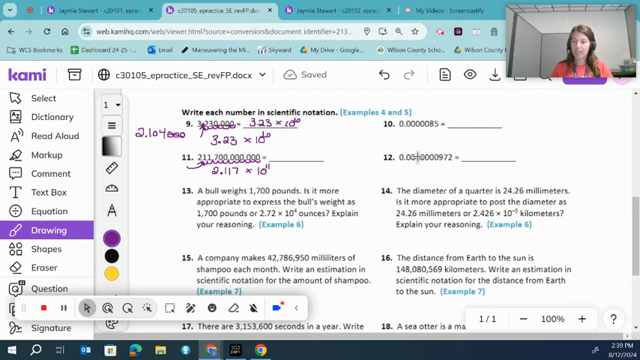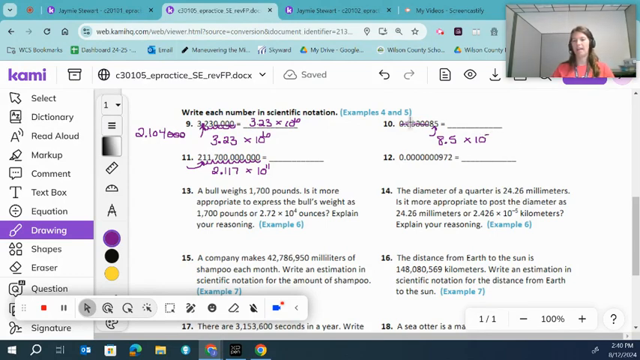Now 10 and 12, notice these numbers are between 0 and 1, so they're smaller than 1, which indicates to me that I'm going to have a negative exponent. Again, I'm going to find a location to put my decimal that gives me a number between 1 and 10, where I'm only going to have one digit to the left of the decimal. And that's going to be here between the 8 and the 5, because remember, we're going to drop all these zeros. So I have 8.5 times 10 to the negative exponent.